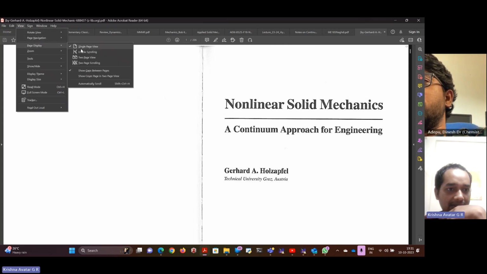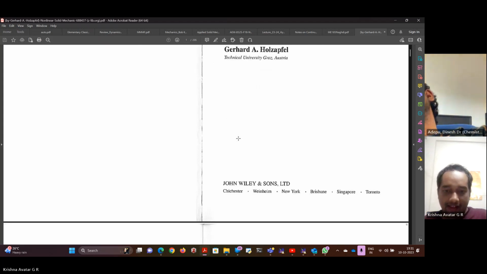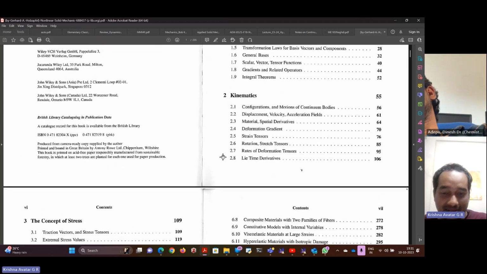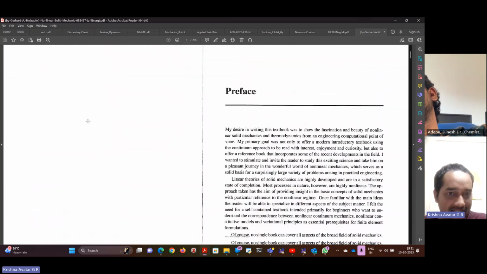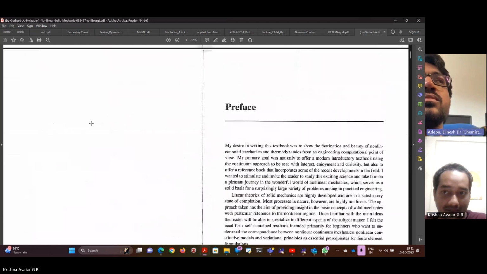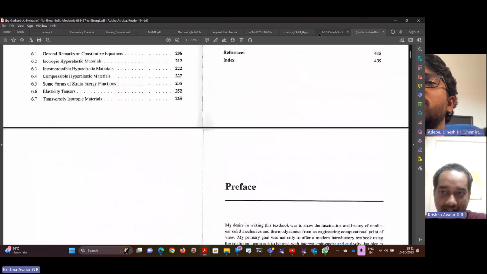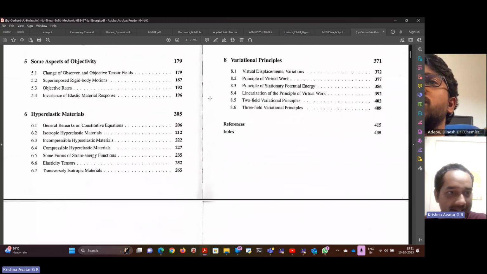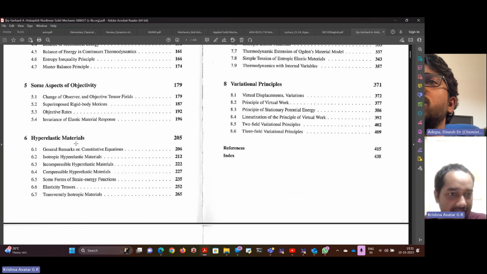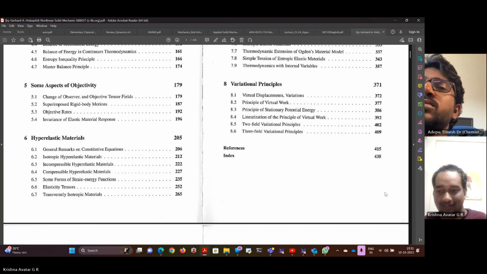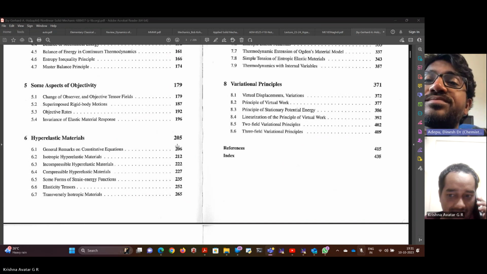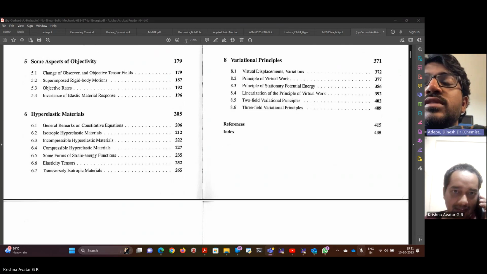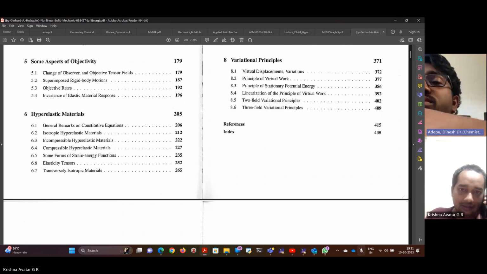Okay, where is the page display that enables scrolling? Yeah, so here he has done this. This book I have read. I was just wondering whether it is also there in the other book. Okay, you see, right now we come to this chapter. I'll just close the other so that it's not heavy. So you see, there is hyperelastic materials, and there is one entire chapter on objectivity. Some aspects of objectivity. Elastic material response.